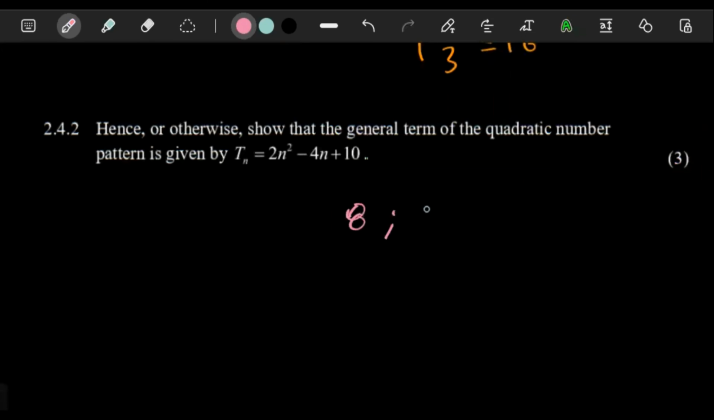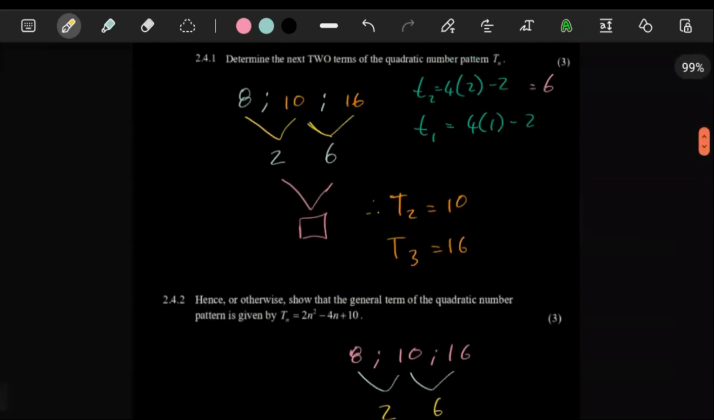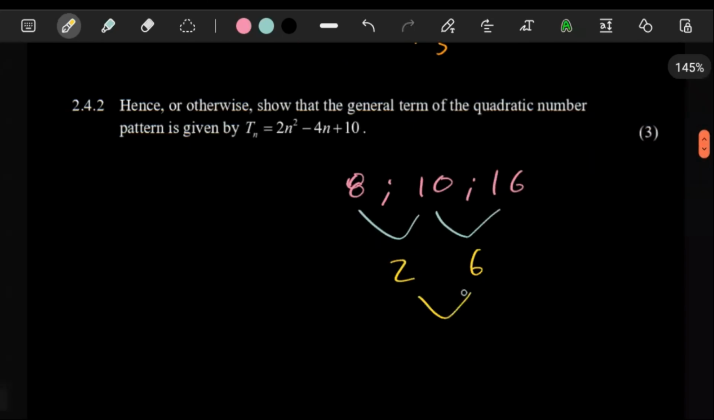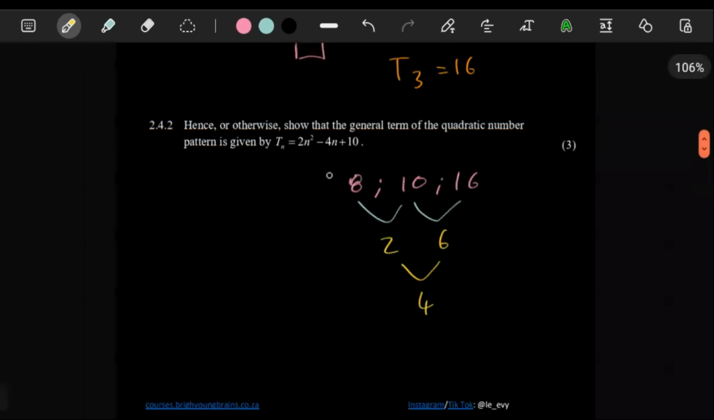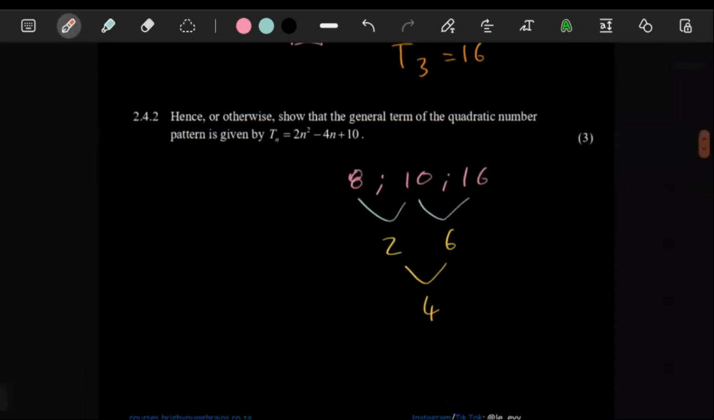So this is why you don't want to mess up in the beginning, because some of these questions will come back to bite you. If you got the first question wrong, now you're losing marks here, because you won't be able to answer this. But anyways, our sequence is 8, 10, and 16. Since it's a quadratic number pattern, the second common difference is 6 minus 2, which is a 4. As long as you have these 3 levels, you can easily work out your general term, starting from the bottom.